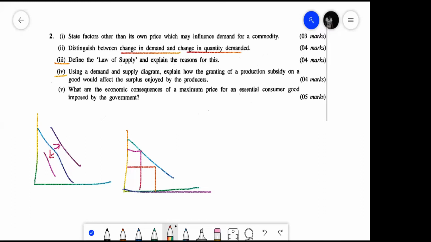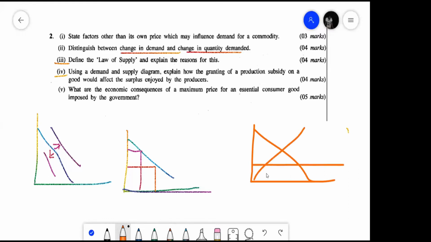Consequences mean both positive and negative, in the sense of what happens because of this. Fifth part, they're asking: what are the economic consequences of a maximum price for an essential good imposed by the government? What is another word for maximum prices? Maximum prices are price ceilings. So if the government imposes a price ceiling, what happens?